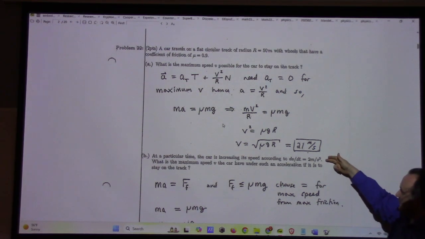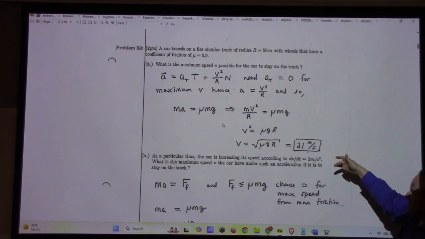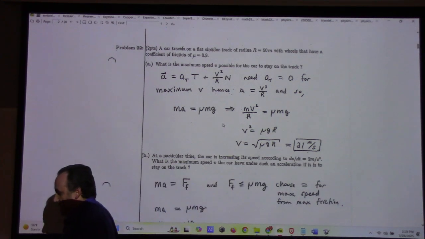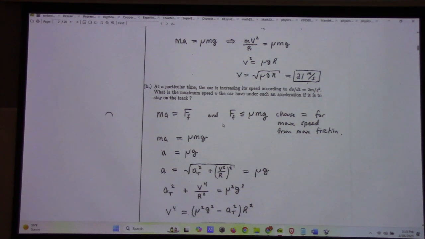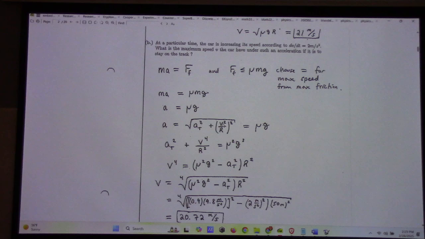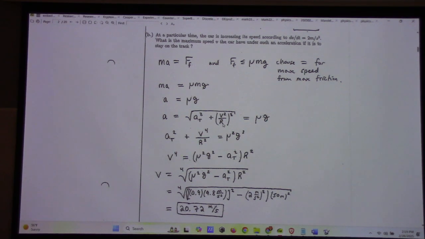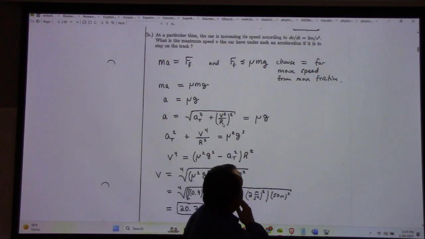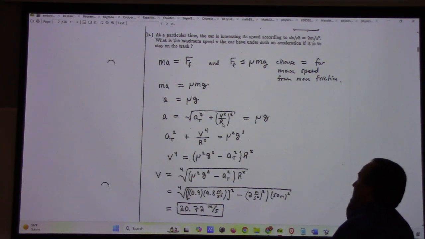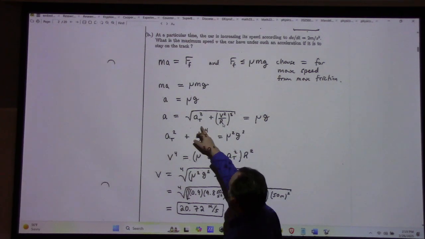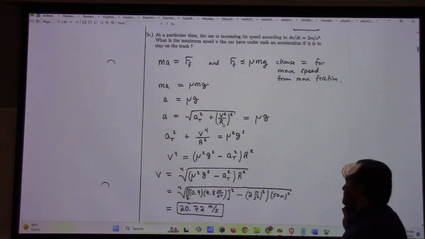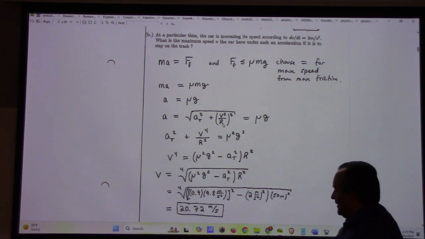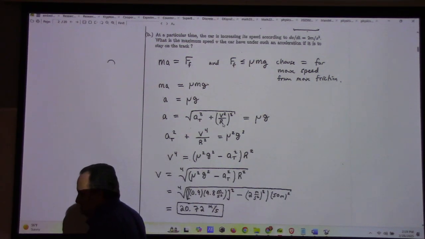Then here, at this particular time, we have a tangential acceleration of 2 meters per second squared. What's the maximum speed then? Well, then I have to go back and figure out from the equation up there that the acceleration, at a particular time, the car is increasing. All right, so I don't know the speed v, but I do know that this is 2, and I also know that mu mg is what it is. So I solved that for v, and I got 20.72 meters per second.